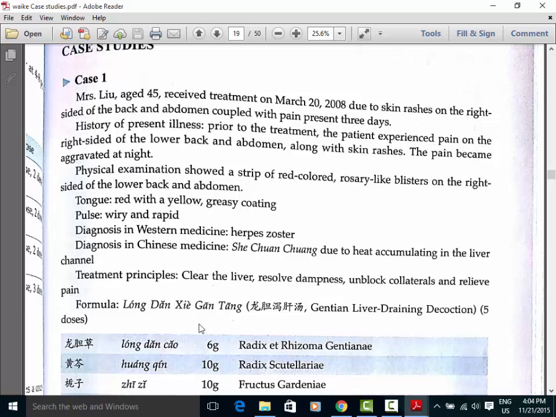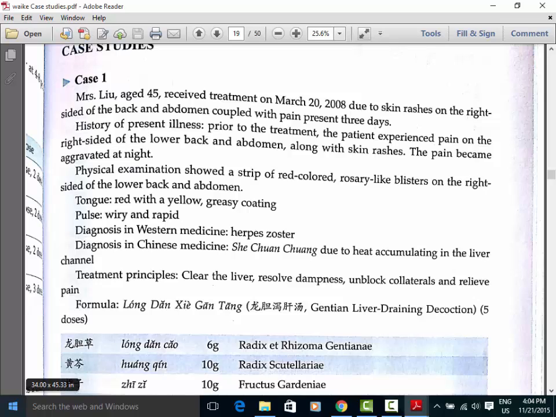All right, so here's a nice, straightforward case study. A 45-year-old patient had skin rashes on the right side and back of the abdomen coupled with pain. Right away, you may not be given that it's herpes zoster, and you're expected to know that's the most likely scenario for those signs and symptoms. Prior to the treatment, the patient experienced pain on the right side of the lower back and the abdomen, along with skin rashes. The pain became aggravated at night.